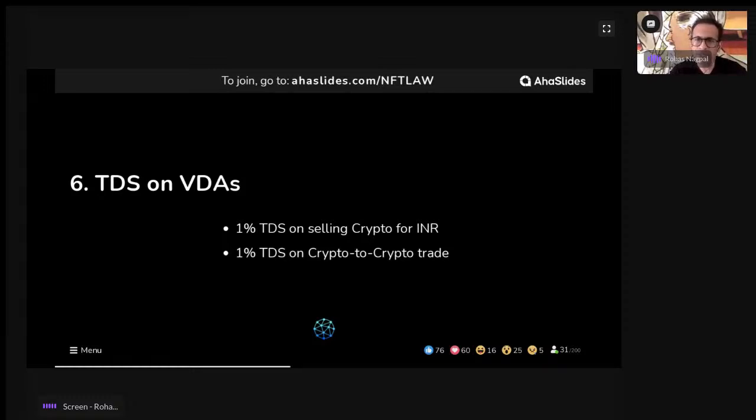TDS is deducted when we redeem cryptos in rupees. Yes, that's when it goes. So you're selling your crypto for INR.